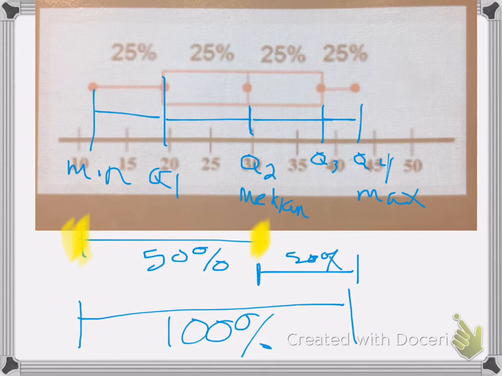So in a box plot, you've got the median three times is how you find it. And know that from here to here is 25% of your data. Another 25% of your data is from here to here. Another 25% is from here to here. Another 25% is from here to here to make up 100%.